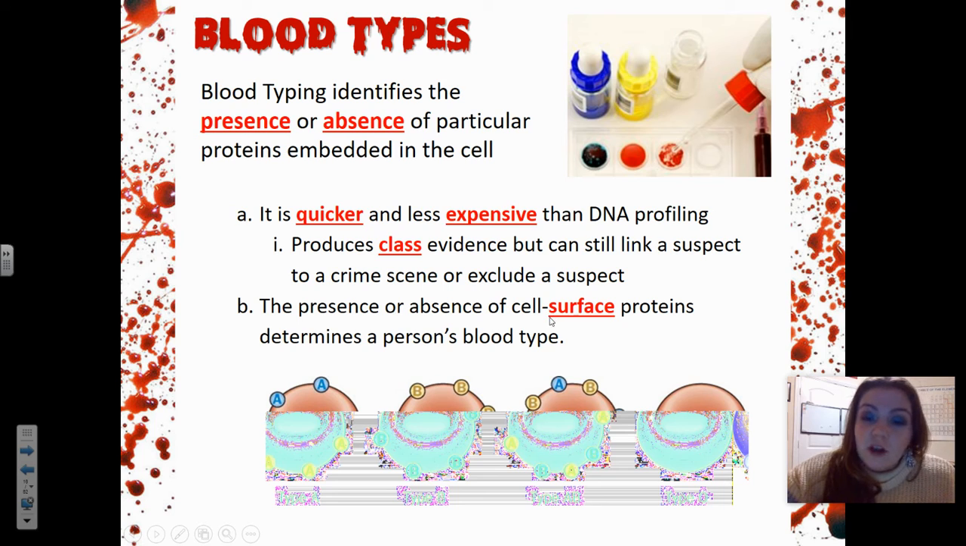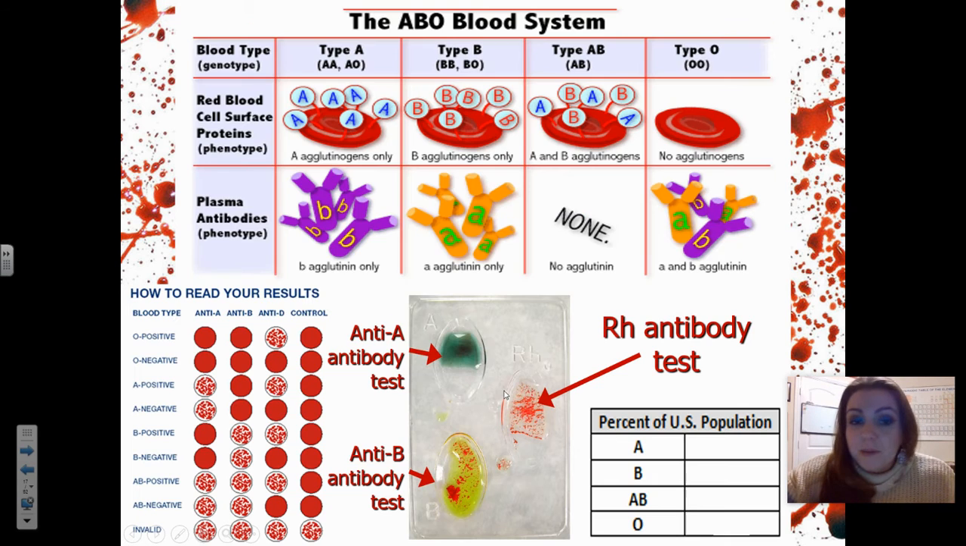The presence or absence of a cell surface protein, so cell surface, they're literally on the surface of the red blood cells, determines a person's blood type. So look in this picture here. Again, if you have the A protein, you're type A. If you have the B, you're type B. If you have both, you're type AB. And if you don't have any, you're type O.